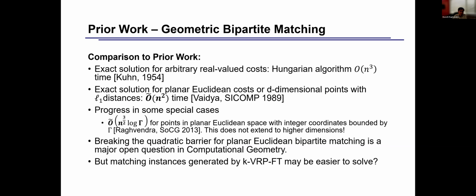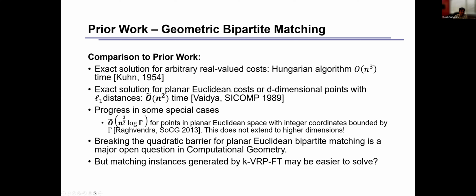It turns out that the matching instances that we are generating for the fixed time vehicle routing problem can be solved using some of the algorithms that have been developed for geometric bipartite matching. So I'll give you a summary of what's known. If you are given bipartite graphs with real valued costs, then you can run the classical Hungarian algorithm, which runs in n-cube time, to compute the minimum cost bipartite matching. I'll give an overview of this algorithm, basically a geometric visualization of it, very soon.